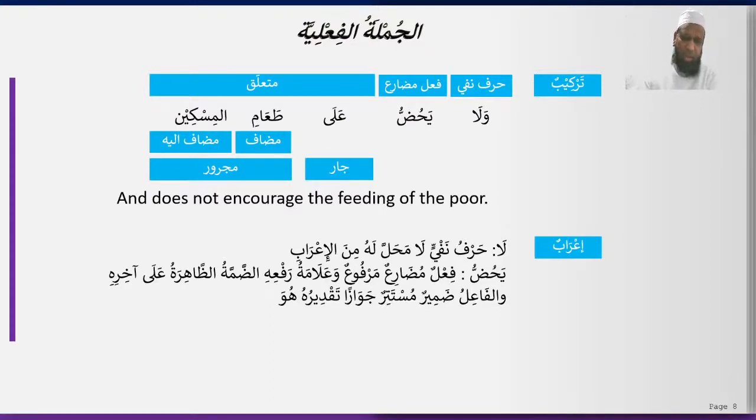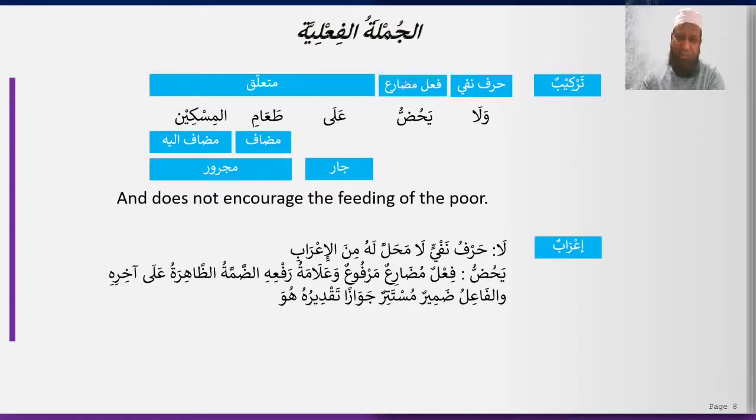Do you remember where we write wujuban? Wujuban is only three places, three sigas. One is wahid mukhatab anta. Another one is wahid mutakallim ana. And number three, jama mutakallim nahnu. So anta, ana, nahnu. Well, these three damirs are wujuban.